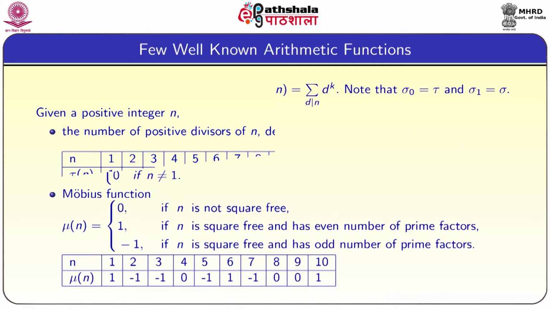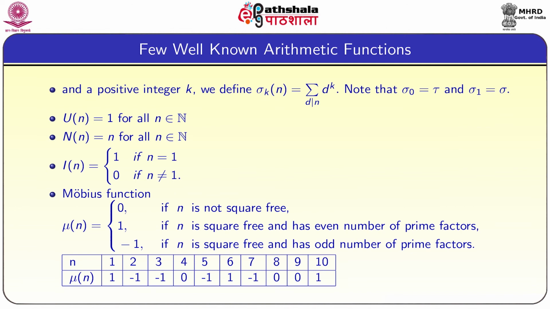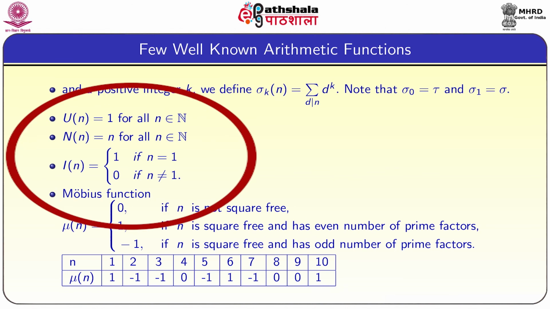Similarly, we can extend this sigma function: sigma k of n is equal to the summation over d dividing n of d power k. So, when k is equal to 0 we get the tau function, when k is equal to 1 we get the sigma function, and we are going to define other arithmetic functions.